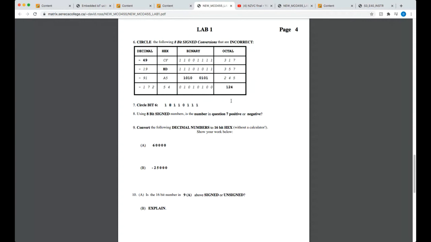Now, as a number that's signed, would this number be positive or negative? Well, what's the most significant bit? It would be, yes, negative.